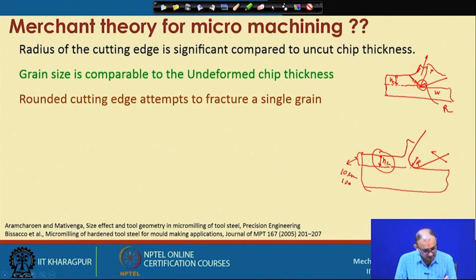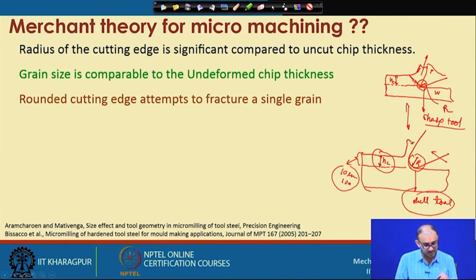Now, if you consider this diagram and compare these two things, this one is considered a dull tool, and this one is considered a sharp tool. That is in terms of dimension. But if you consider this one under a microscope, this is also a dull tool, because here our uncut chip thickness is very small, and compared to this uncut chip thickness our tool is dull. So, now the material removal deformation occurs in a different way, and your shear zone will be completely different.